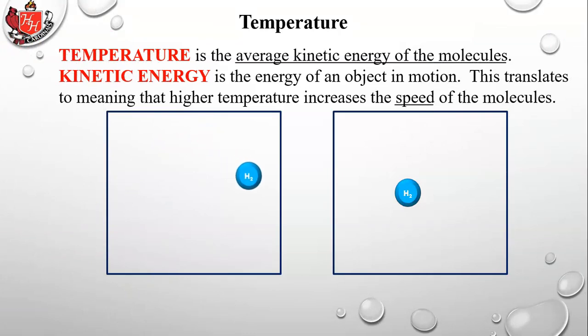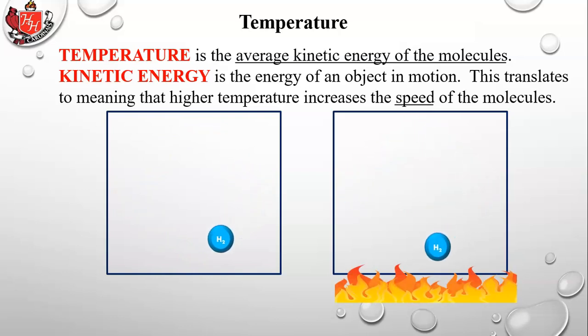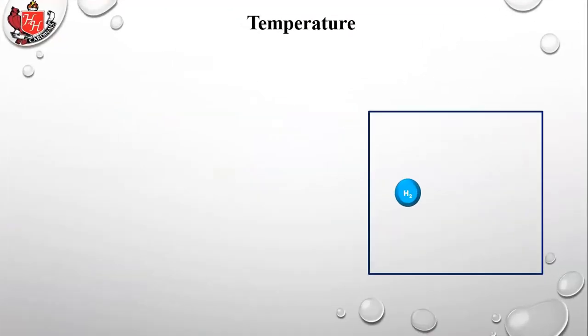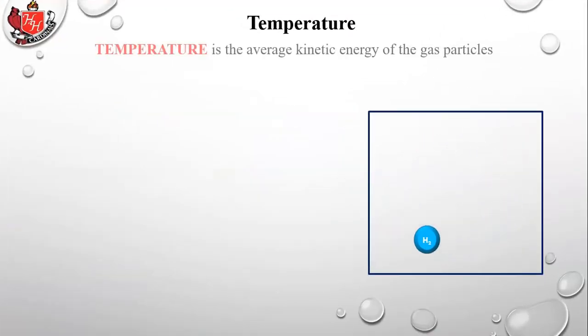So temperature is the average kinetic energy of the molecules. Kinetic energy is the energy of an object in motion. This translates into meaning that higher temperature increases the speed of the molecules. So if you turn up the heat on gas molecules, they're going to move faster. Temperature is the average kinetic energy of gas particles.